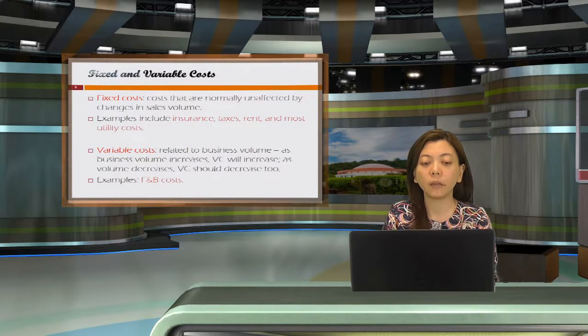On the other hand, variable costs are related to business volume. As business volume increases, the cost will increase. As the volume decreases, the cost should decrease too. An example is the F&B cost. When you have more patrons, more customers, or if you have an event, then definitely your F&B costs would be higher because you have to purchase a lot more food items in your menu.